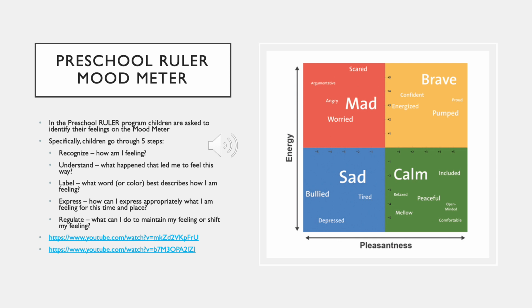And then let's think about now we've labeled, we've better understood ourselves, and we've recognized what's going on. Now I can think about, okay, how do I express myself? Because depending on where I fall on this mood meter, my expression might look different. It could look the same, but it might look different, and that's okay too. And so I think, how can I express myself appropriately? What am I feeling for this time and this place?